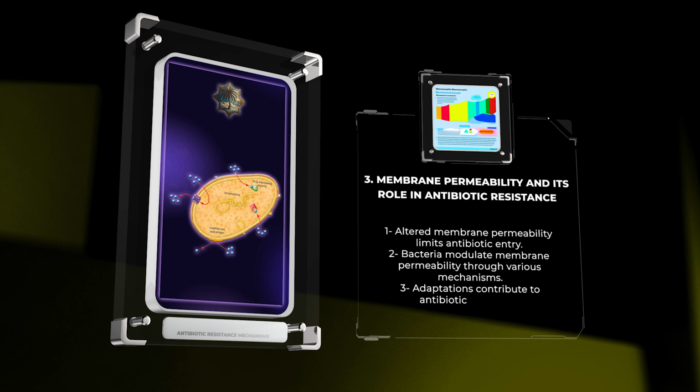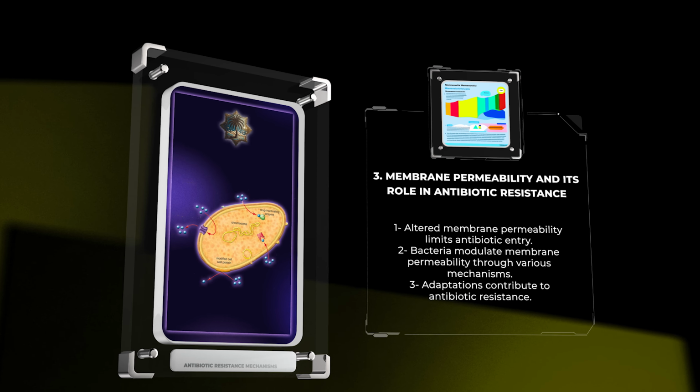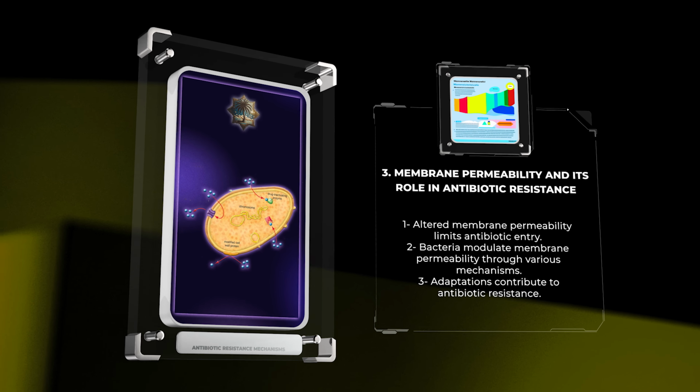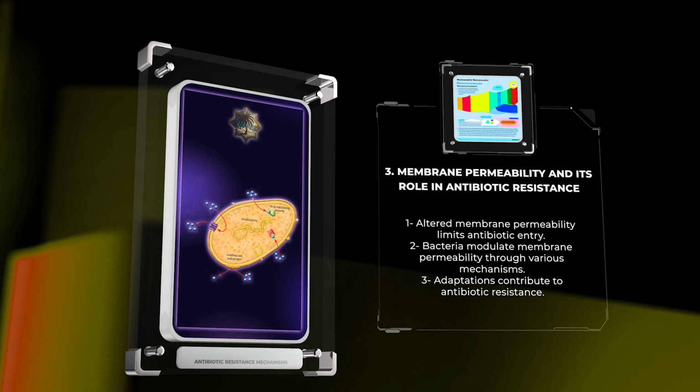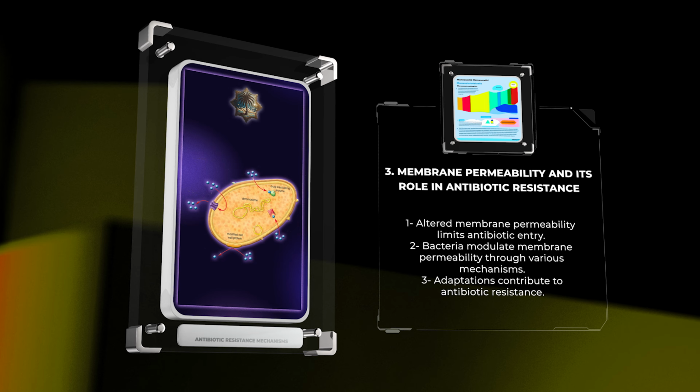The permeability of bacterial cell membranes plays a crucial role in antibiotic resistance. Alterations in the membrane structure or composition can limit the entry of antibiotics into the cell, reducing their efficacy.